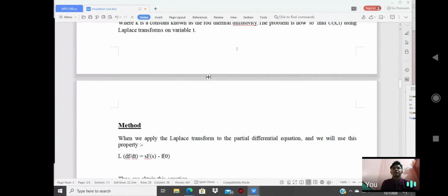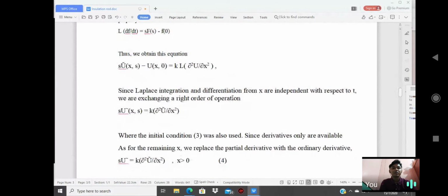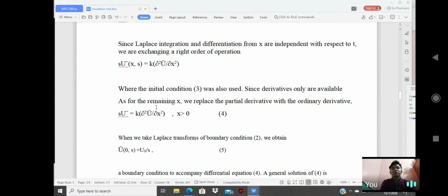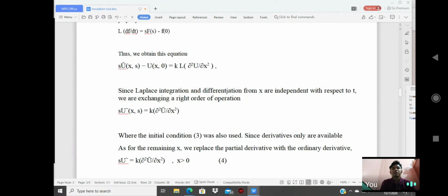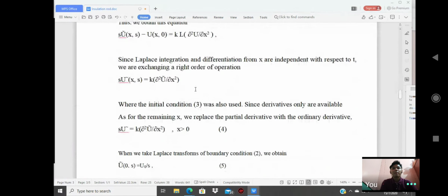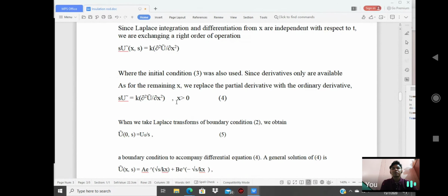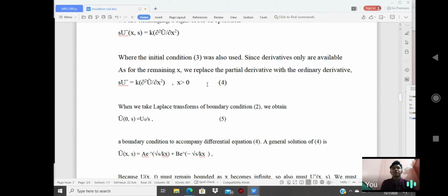the first equation. Since the Laplace integration and the differentiation with respect to x are independent of t, we are exchanging the order of operations, and it will become like this. The initial condition 3 will also be used, which is this, and since derivatives are only available with respect to the remaining x, we replace the partial derivative with an ordinary derivative, which will be something like this, with the condition s more than 0, and we will state this as equation number 4.